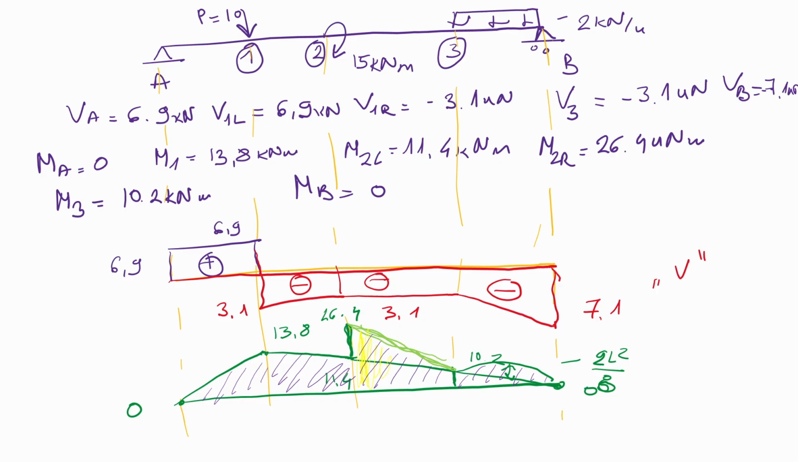The next point is M at point 3, which is 10.2. We connect 26.4 with 10.2, and we are done with point 3. At the end, we have a 0, so we can connect 10.2 with 0. In this part where we have a distributed load, we need to add a parabolic section in the positive direction, which is QL squared over 8, and Q in our case is 2 times 4 squared over 8. It will be 1, and we are done with moment and shear diagrams.